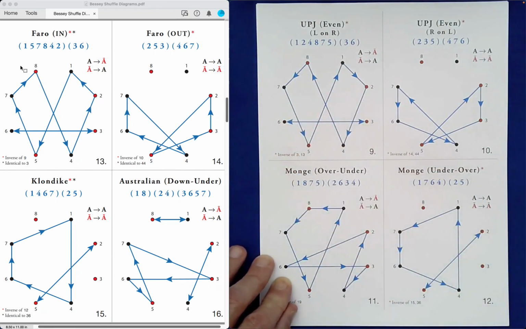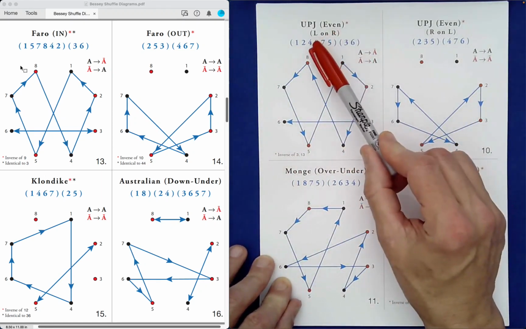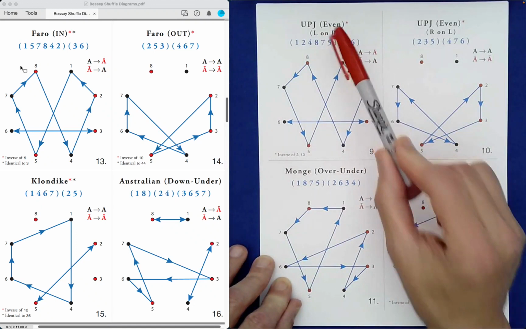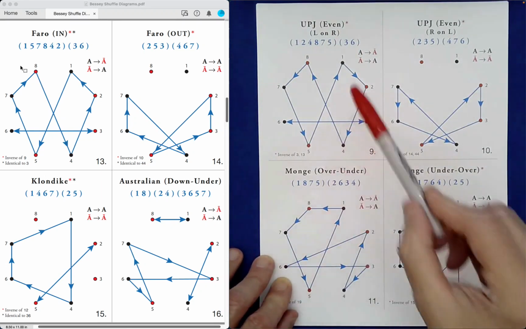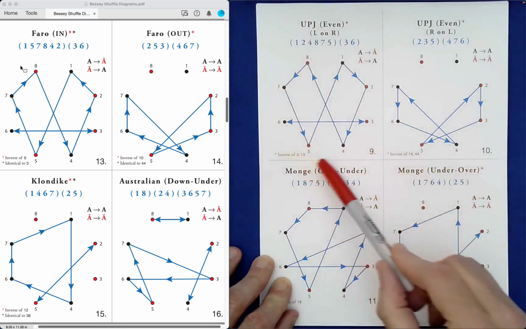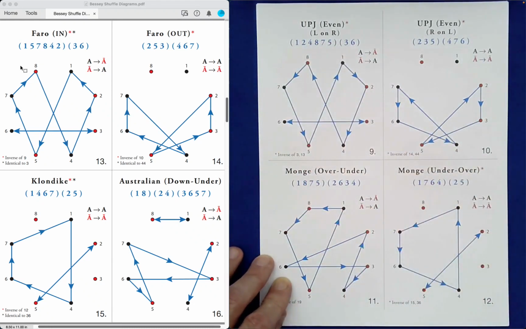And vice versa, if we perform the even up jog with left pile placed on top of the right, followed by the FARO in shuffle, that will also reset the packet to its original order. So these two shuffles are indeed inverses of one another. Now that's not the only shuffle to which the FARO in is related.